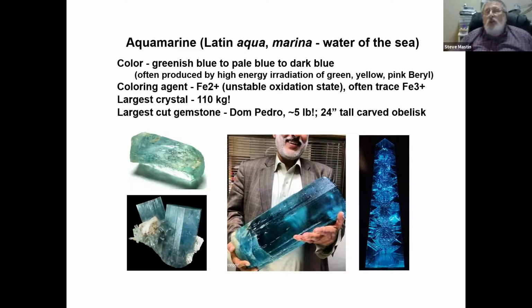And so the largest good crystals are about 110 kilograms. That's a big crystal, you know, that's over 220 pounds. It's about 250 pounds. But by the time you find a section that's inclusion free, so it's really completely gem quality, so you can cut it, what you end up with is still a very large gemstone. And that thing on the right is a carved obelisk that's 24 inches tall, and it's called the Dom Pedro.